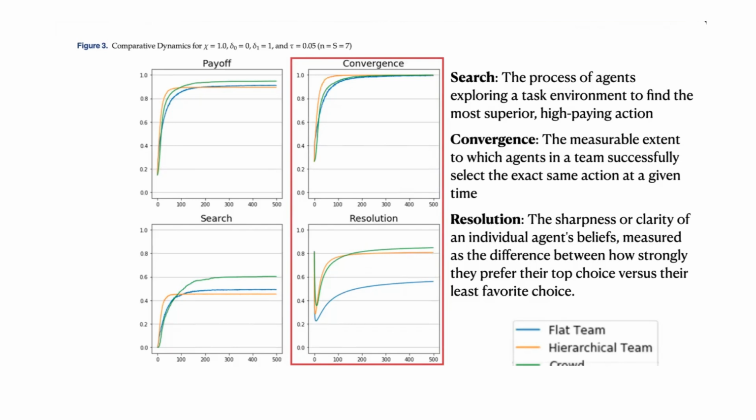After this, we can see that the hierarchical team has the higher resolution, right? So what does resolution mean? It is the difference between how strongly they prefer their top choice versus their least favorite choice. We can obviously see that the resolution for the hierarchical team is much higher than the flat team and higher than the crowd in the initial rounds, meaning their belief is very clear that, for example, option one is greatly better than, for example, option four.